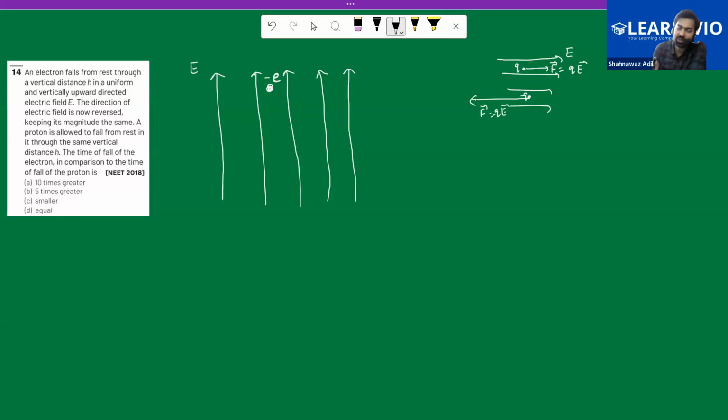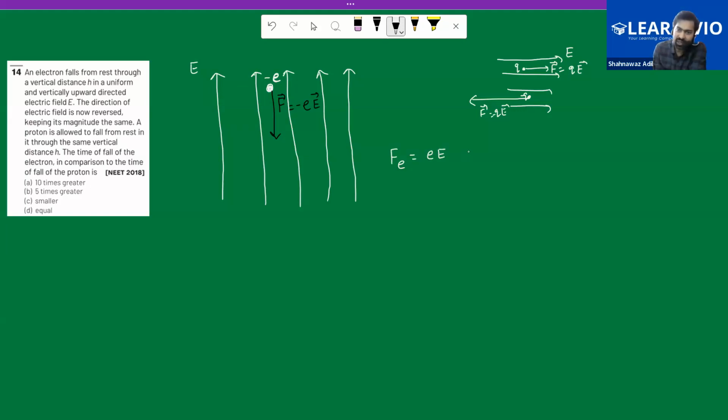So the force would be in the opposite direction. We have this negative charge and the electric field is upward, so the force would be in the opposite direction, in this direction, right? This would be minus eE. Is it clear? Yes. So this is the force on the electron, and the magnitude is eE.